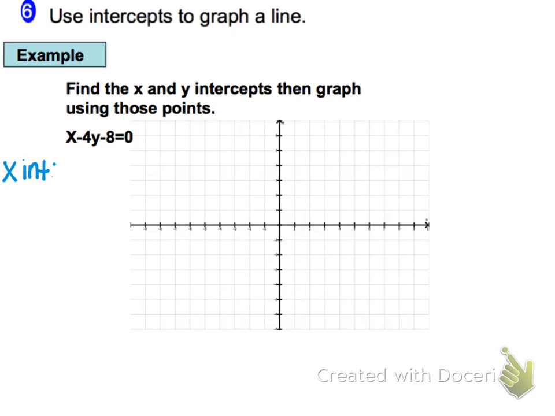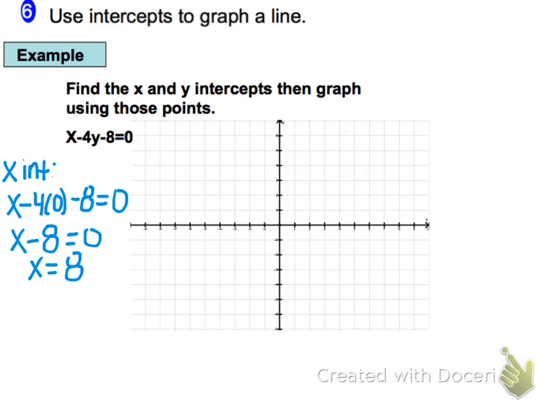So we're going to say x minus, now this is 4 times 0, which is just 0. And then we're going to subtract 8 from that. And so really, when we solve this and we set that equal to 0, we're going to get x minus 8 equals 0. So x equals 8 would be our y-intercept. I'm sorry, our x-intercept. So let's go over to 8 on the x-axis, and we can put that point on there.